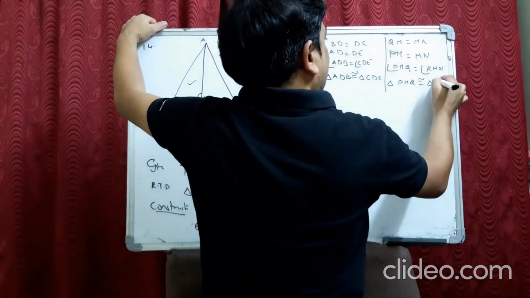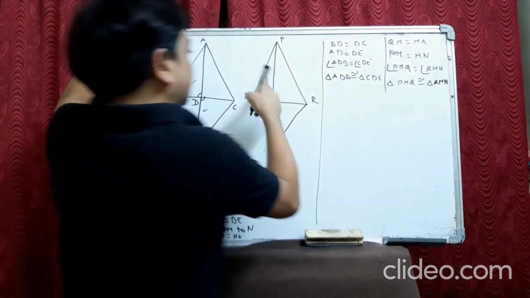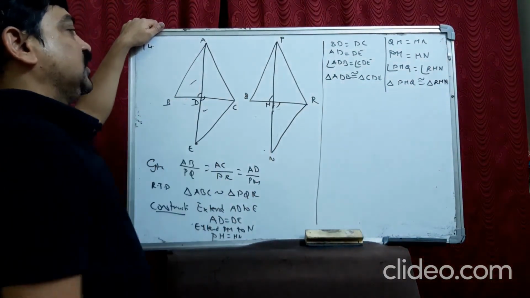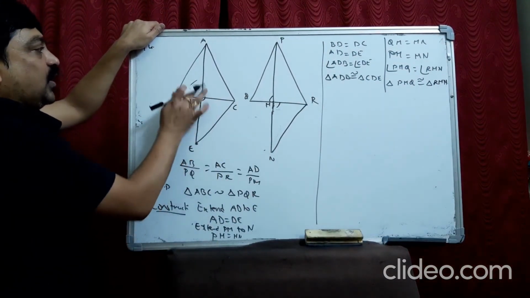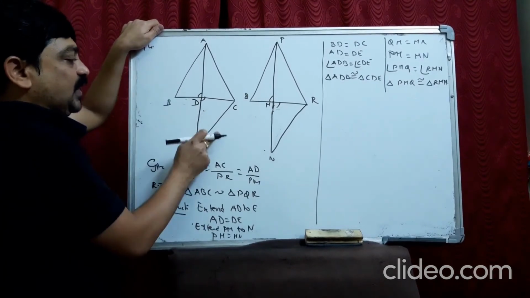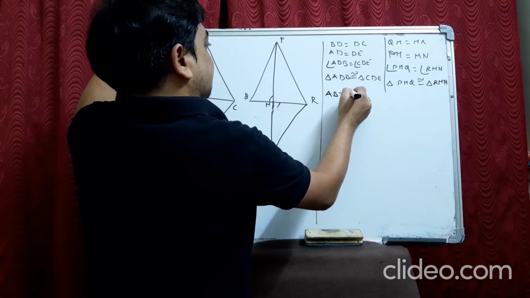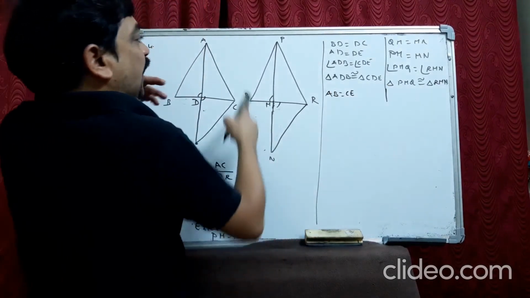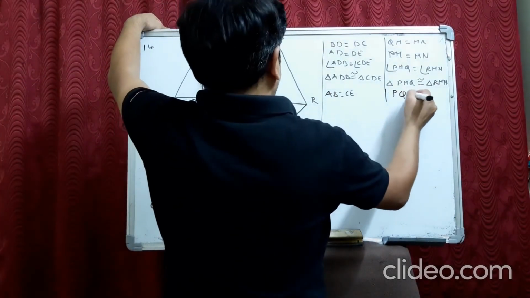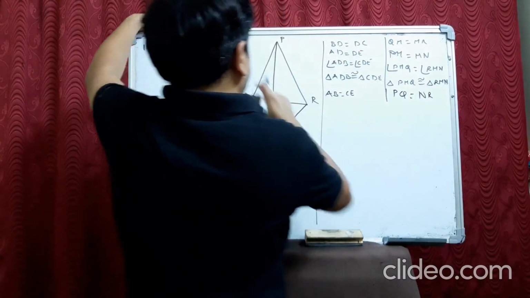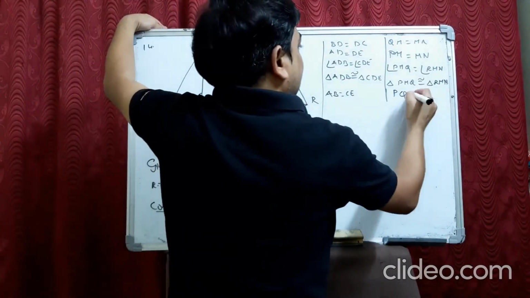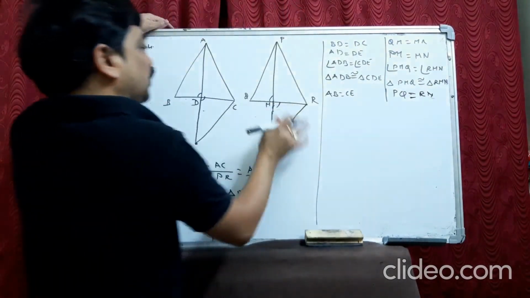RMN, better we write RMN. This triangle is congruent to this triangle. Therefore, when these two triangles are congruent, what happens? AB will be equal to EC. Therefore, AB should be equal to CE. And here PQ will be equal to NR, or RN. We write RN. This is equal to this.